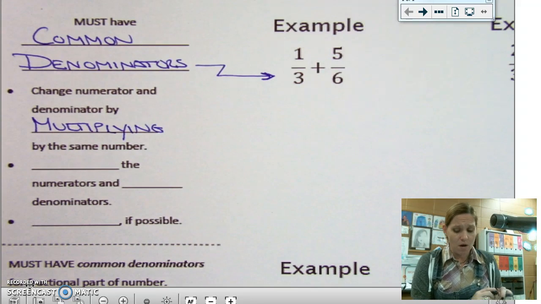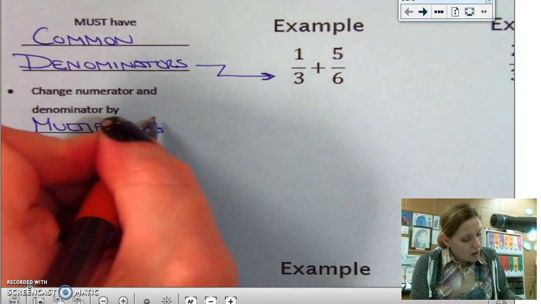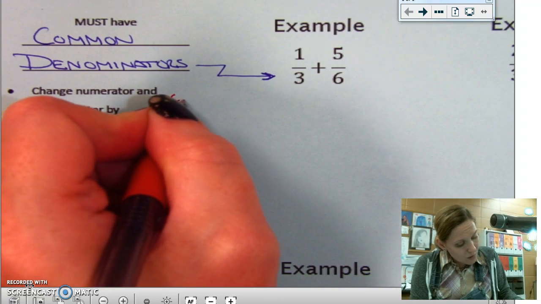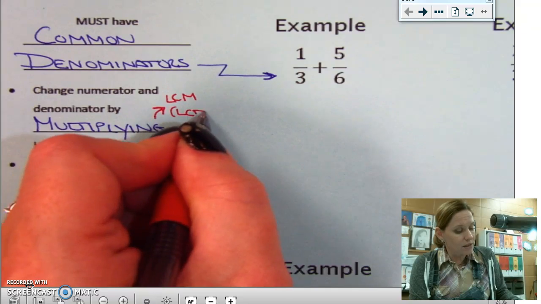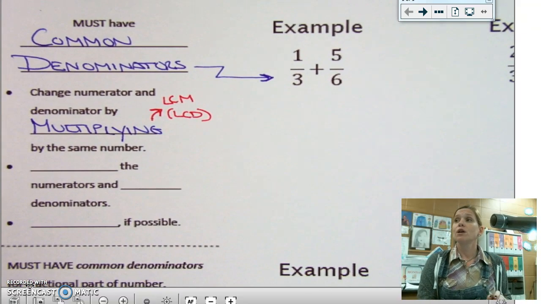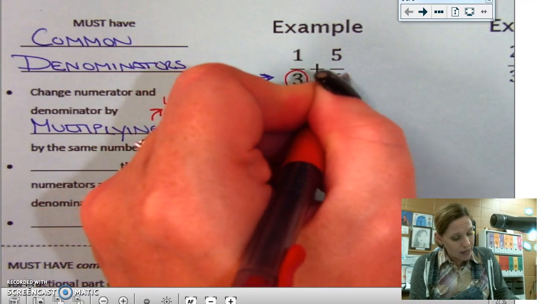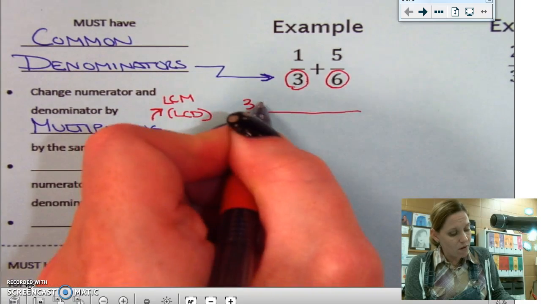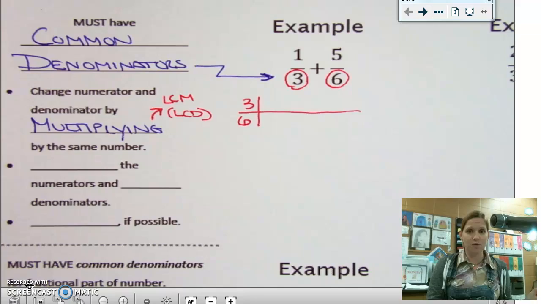So to get started, why do we multiply? If we're multiplying by the same number, it helps to find the least common multiple, or you might even hear it called the least common denominator. So we're going to start with that. Our two denominators are 3 and 6. So we are going to start off by making our t-table with our numbers 3 and 6, and we're going to start listing our multiples.